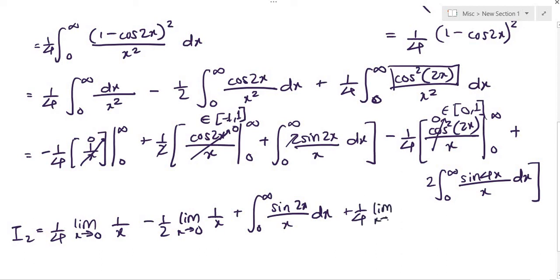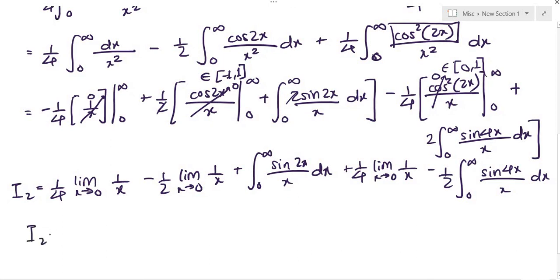times the limit as x tends to 0. For the 0 case, cosine of 2 times 0, cosine of 0 is 1. So 1 over x minus half now, this 2 and 1 over 4 of the integral from 0 to infinity of sine of 4x divided by x dx. So now notice that 1 over 4 plus 1 over 4 will make a 1 over 2. That will cancel out with this negative 1 over 2. So all these infinities are cancelling out luckily.